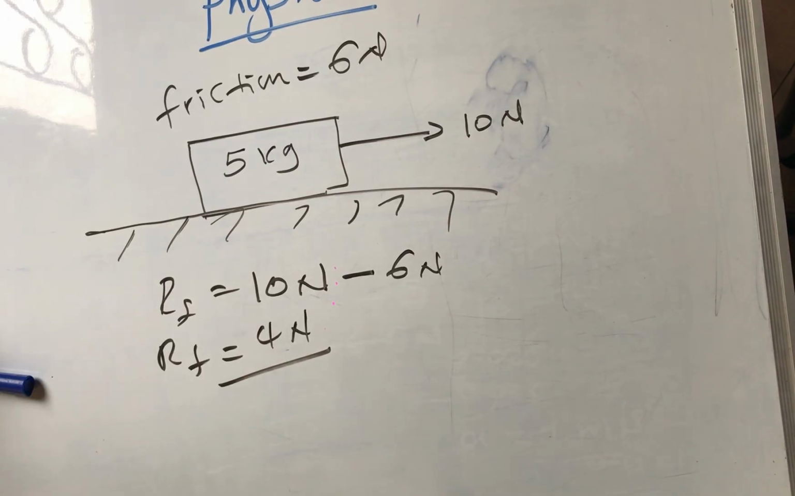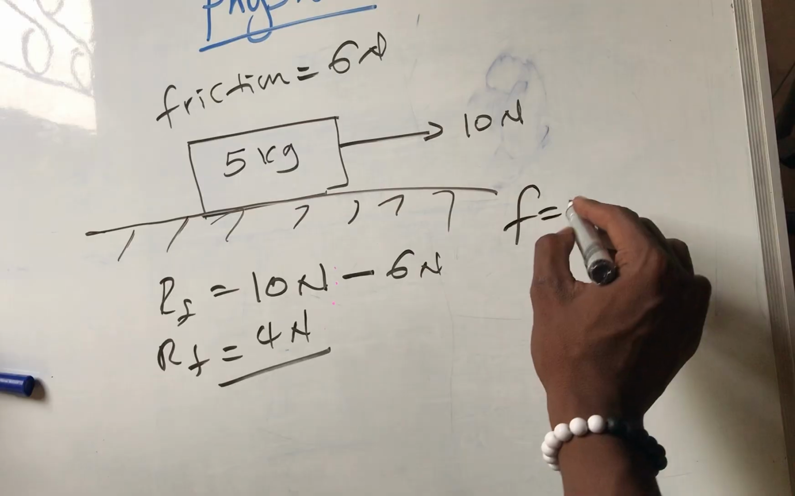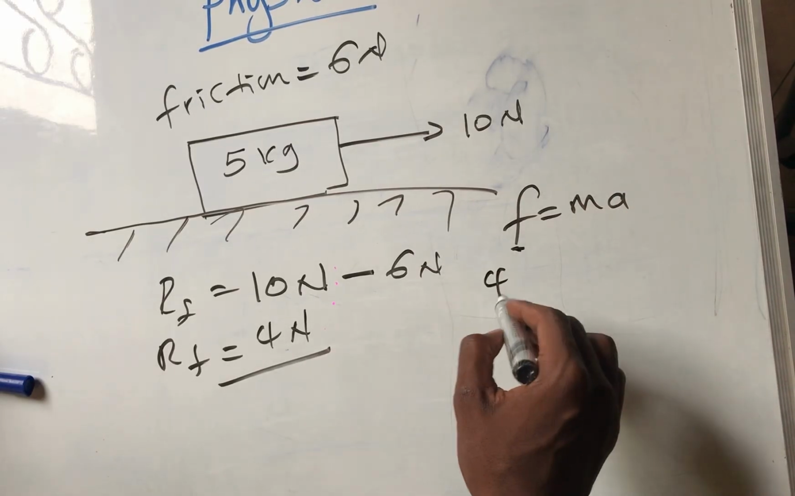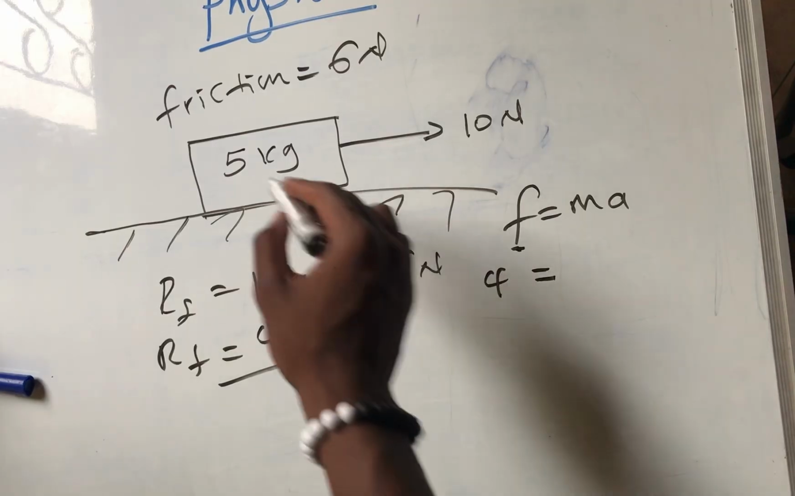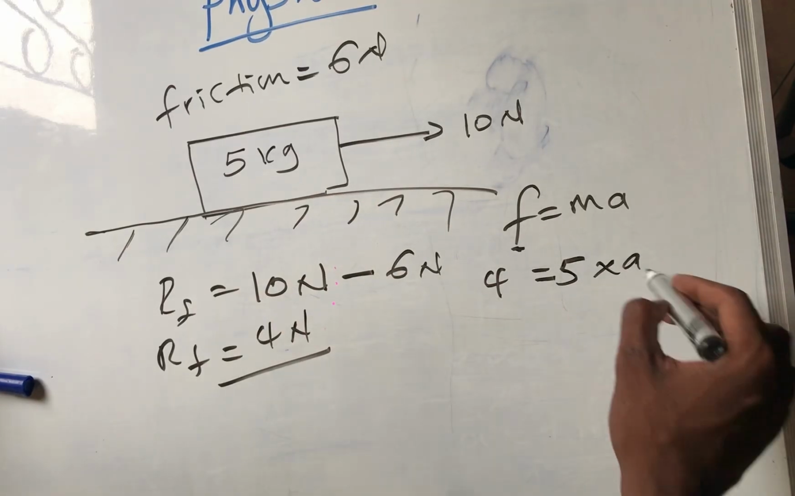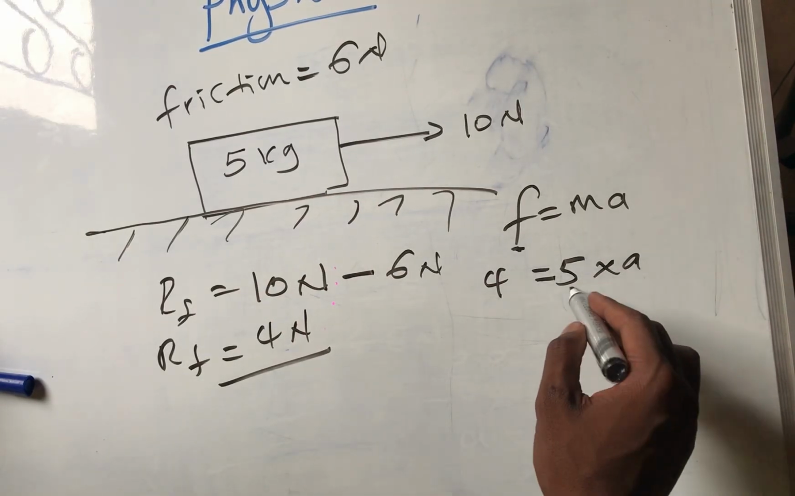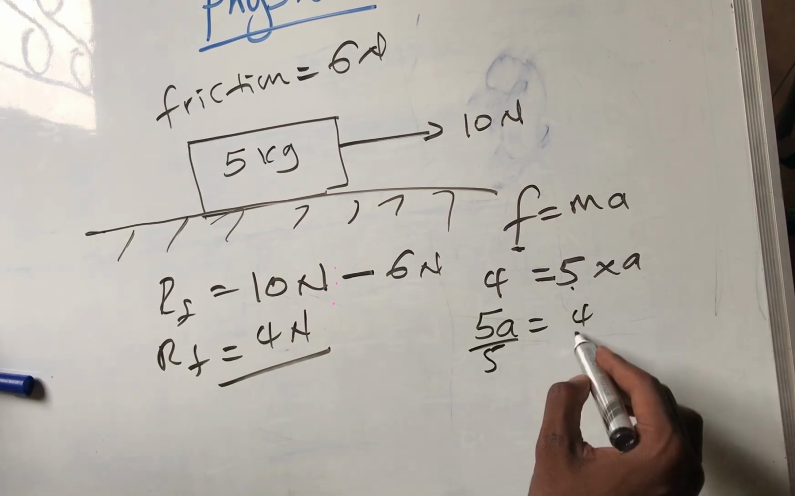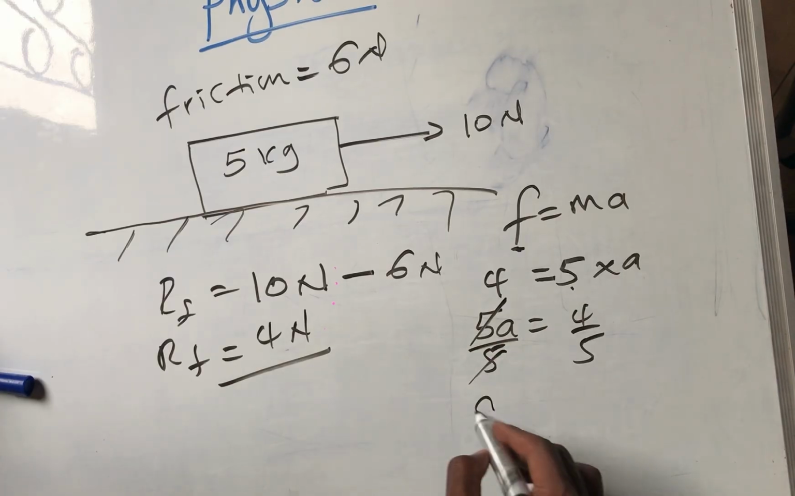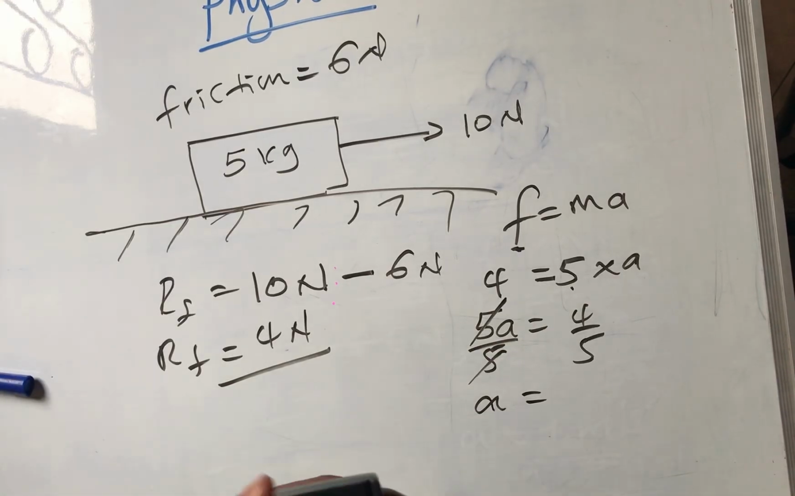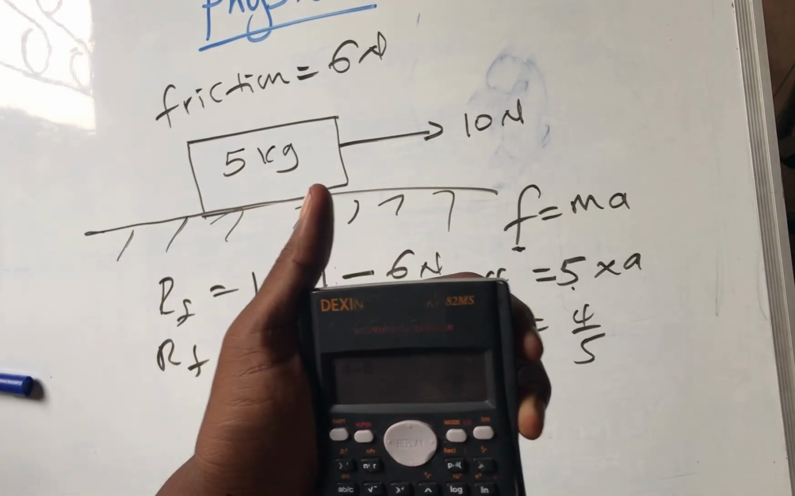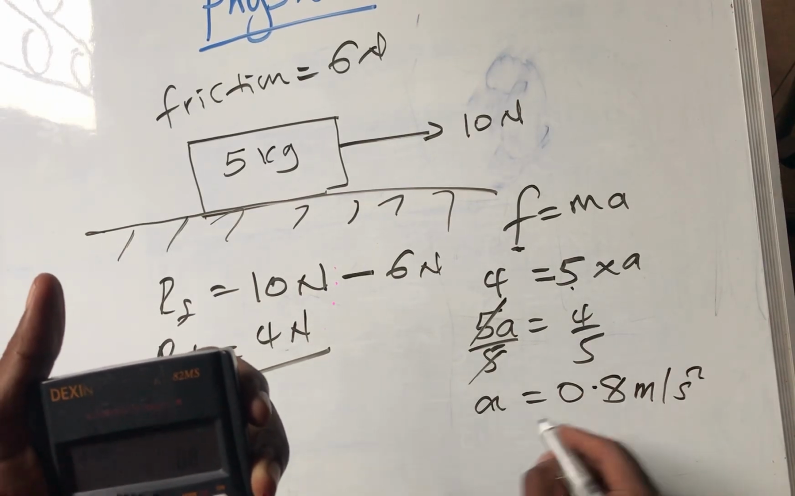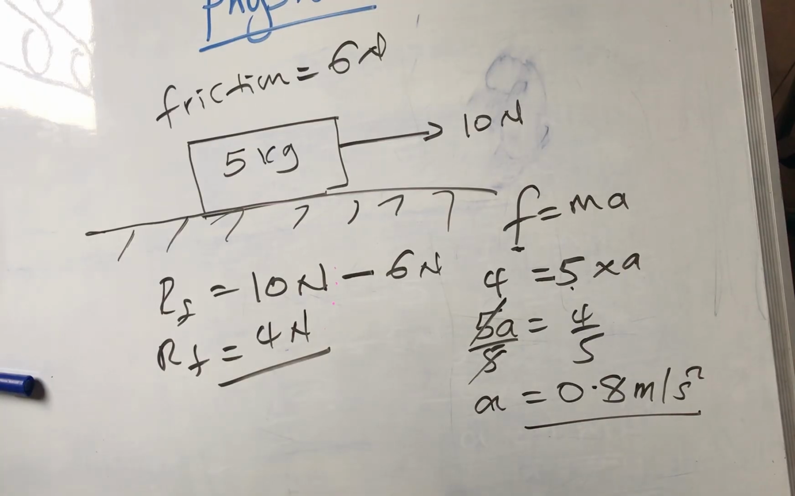What is the acceleration? Remember, force equals mass times acceleration. The force is 4 newtons. The mass is 5, multiplied by the acceleration. So 5 times acceleration, we are saying 5a equals 4. Divide both sides by 5. This and that goes. So the acceleration will be equal to 0.8 meters per second squared. This will be the answer.